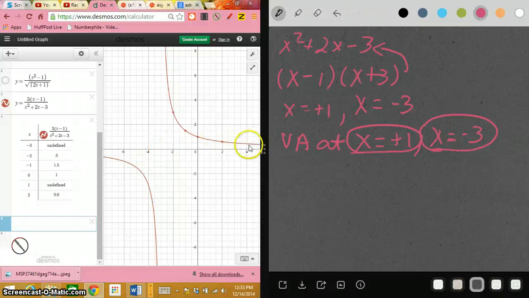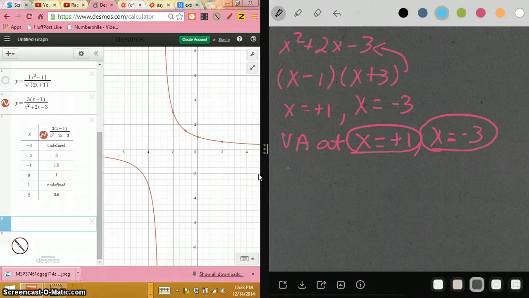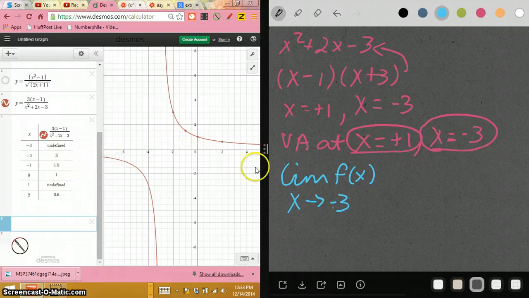As you can see, we're going to approach it from two directions. We're approaching negative 3 from the right-hand side, and we can also approach negative 3 from the left-hand side. And the way we're going to write that is the limit of f of x as x approaches negative 3. Let's just start from the small side, from the left-hand side. If we do that, it's going to go to negative infinity.